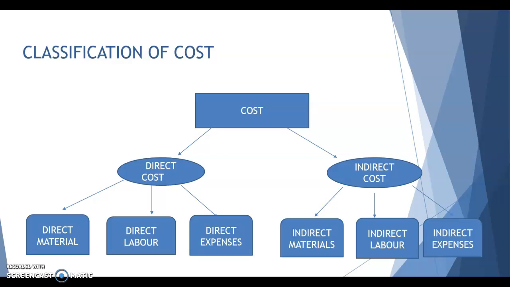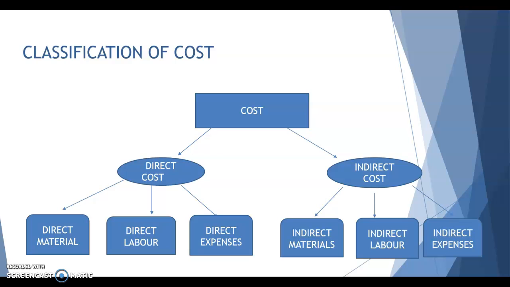It can be classified into direct labor, direct expenses. The indirect cost also, there are indirect materials, indirect labor and indirect expenses. Now, what are these direct material costs? These are the cost of materials which can be directly allocated to the product. So it is not only the cost of material, as I have already told you, these are the costs which are incurred to material as well as the cost incurred in acquiring the materials.